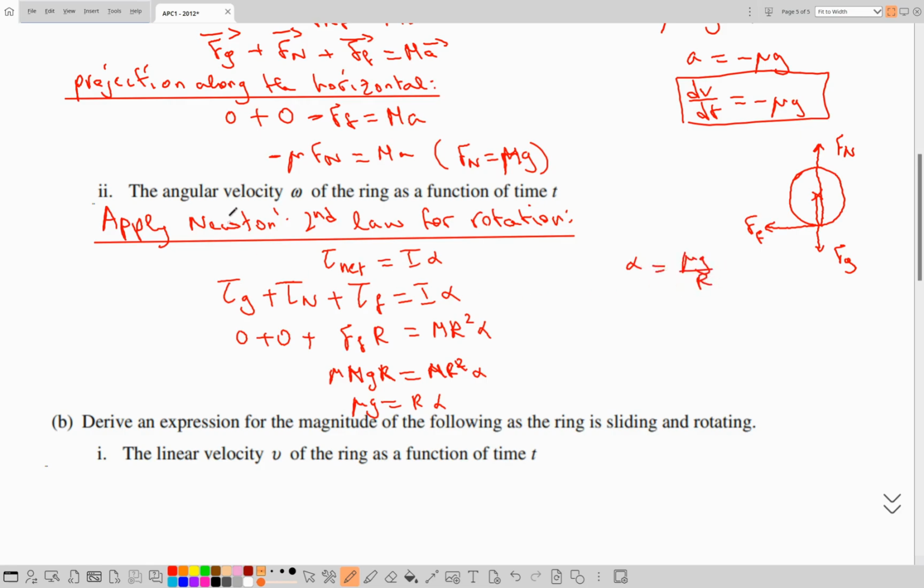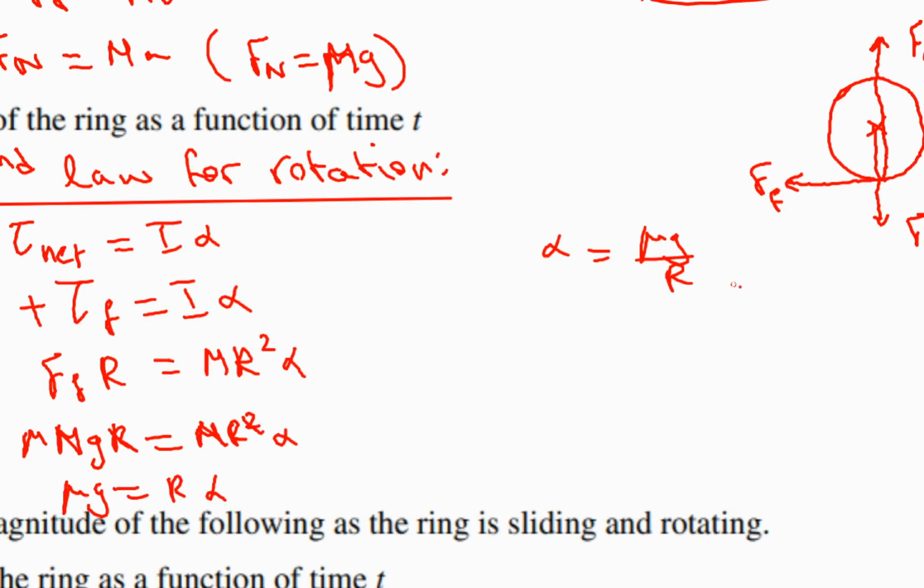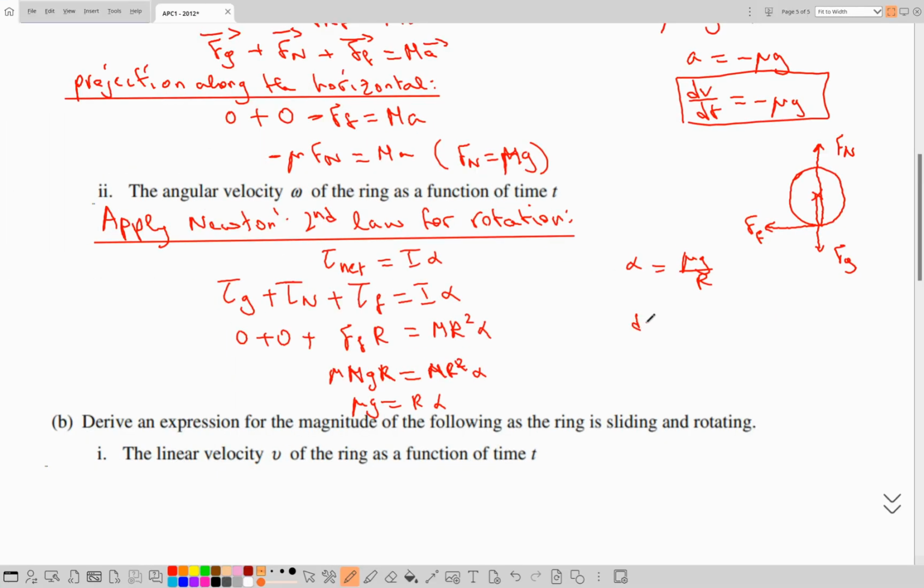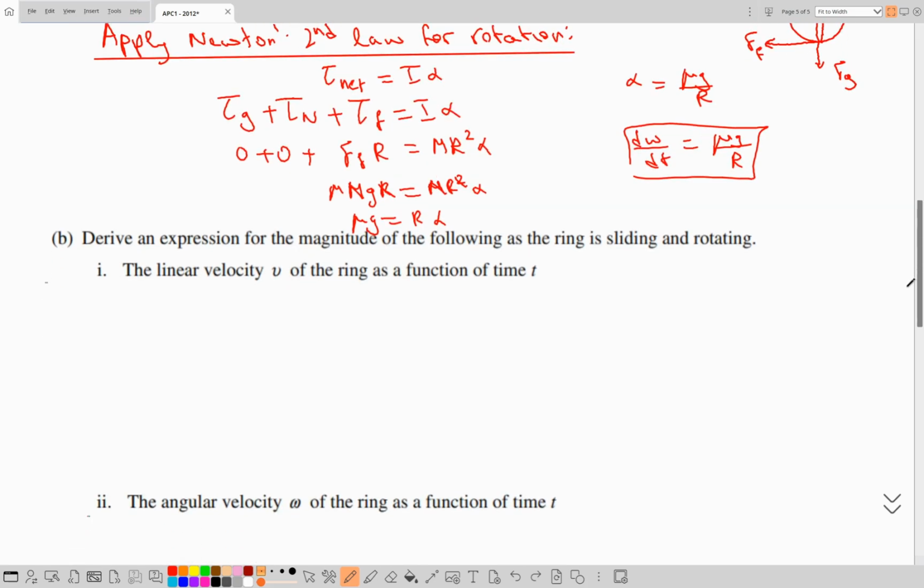Now why does this represent a differential equation for the angular velocity? Because we know that alpha and omega are related via calculus. Then d omega by dt is given by mu g divided by R. So basically that's the differential equation as a function of time that we're searching for.